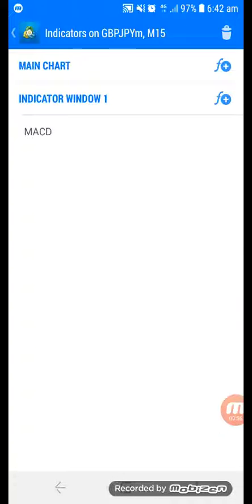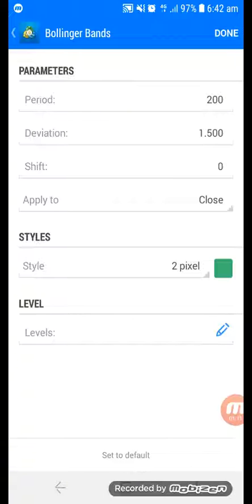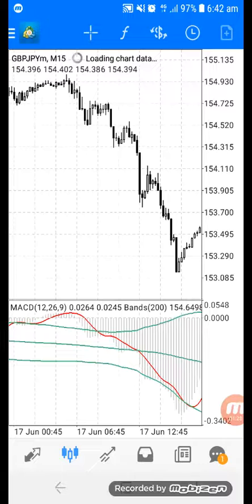Now we are also going to use a Bollinger Band, but please note that we are going to insert the Bollinger Band where it's written indicator window 1. So just press this indicator icon. Then for our Bollinger Band, we are going to use period 200 and the deviation is 1.500. So just press done. As you can see, we now have our Bollinger Band as well as our MACD.